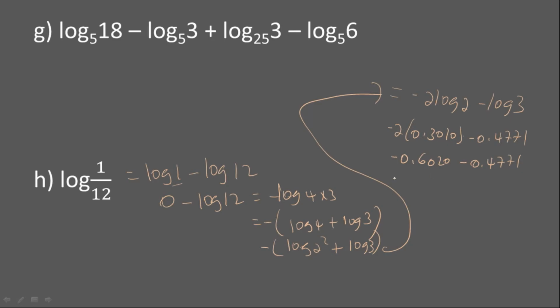We can add them together. This can be written as the negative of: 0 plus 1 is 1, 2 plus 7 is 9, 0 plus 7 is again 7, 6 plus 4 is 10. We have 4 digits after the decimal point, and it comes with the negative of 1.0791.